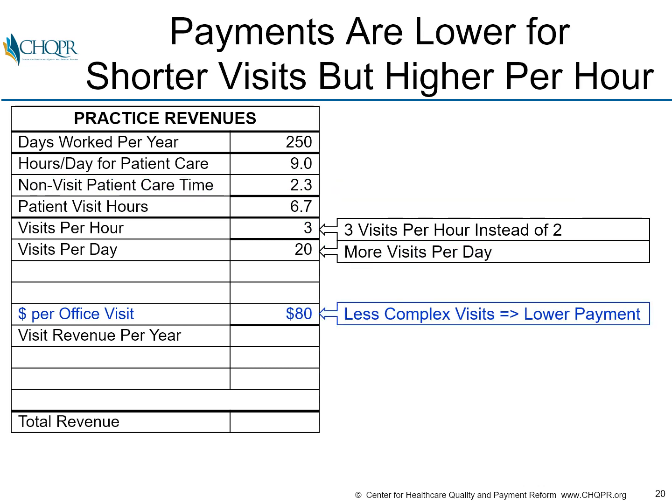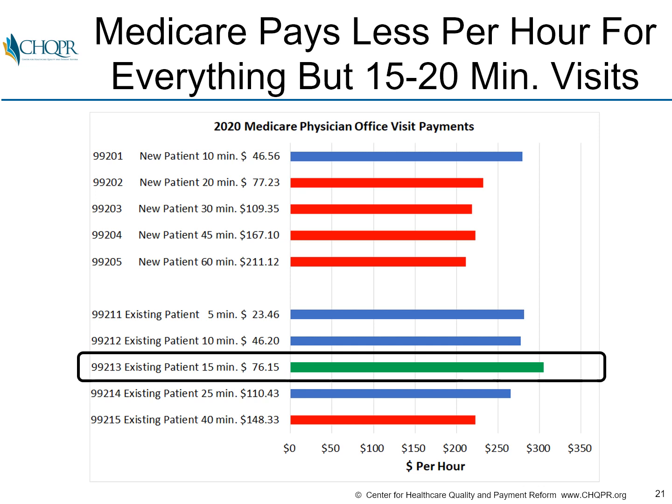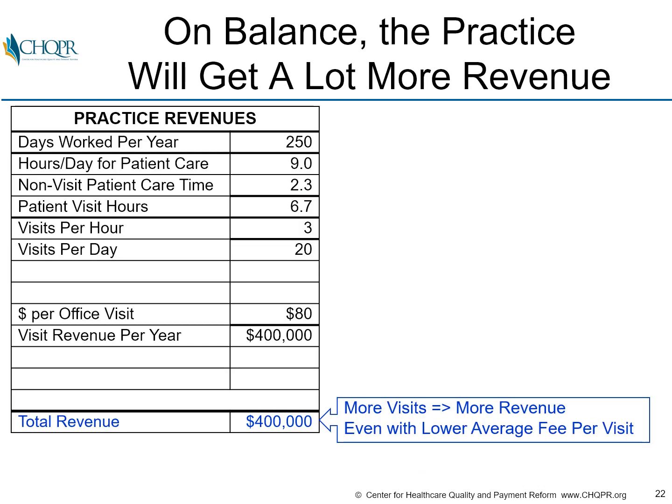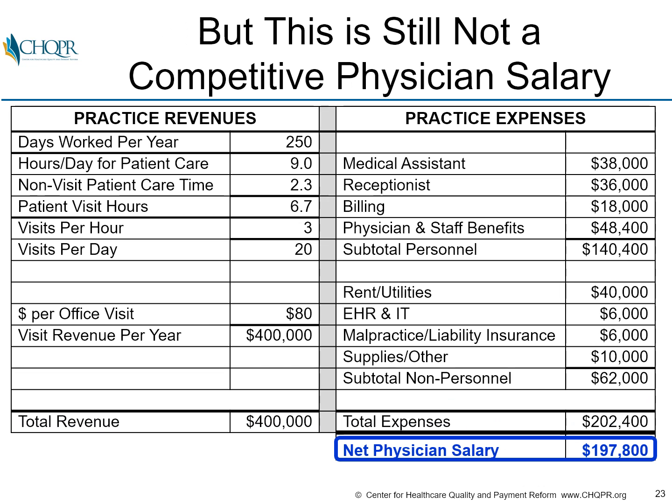The average payment for these visits will be lower because the physician can't address as many issues in a shorter amount of time. However, under Medicare payment rules, the highest hourly rate is paid for a 15-minute visit, so the physician does better financially with short visits. On balance, seeing more patients for shorter visits results in a significant increase in the revenue for the practice. The higher revenue allows the physician to receive a higher salary, but this is still less than the average $250,000 salary primary care physicians are currently paid.